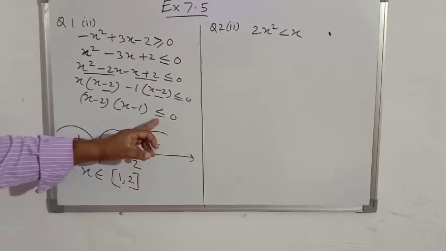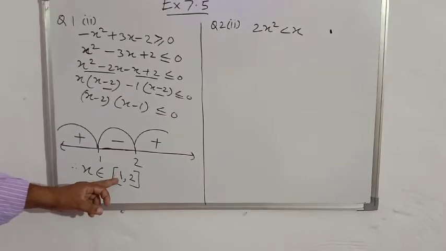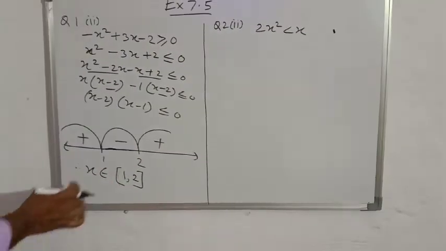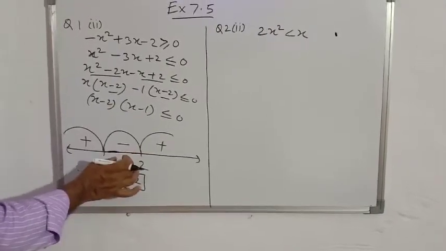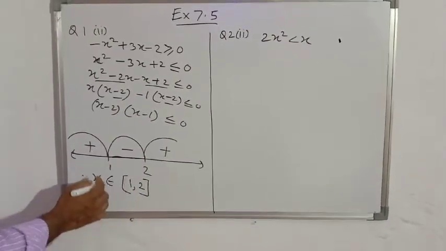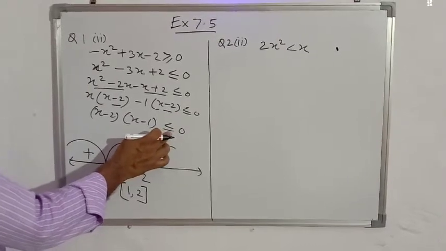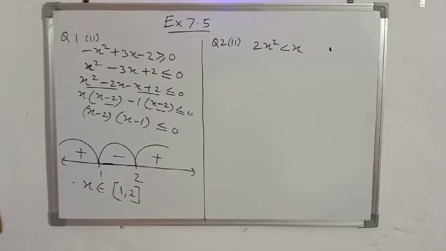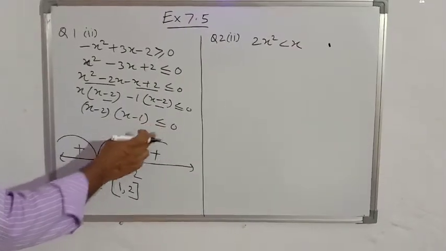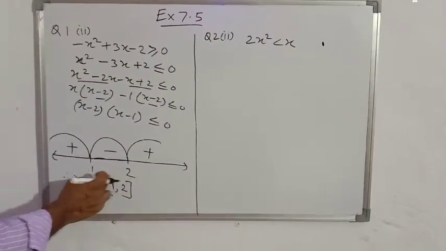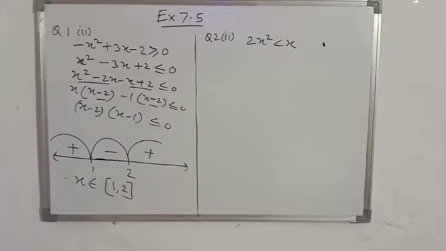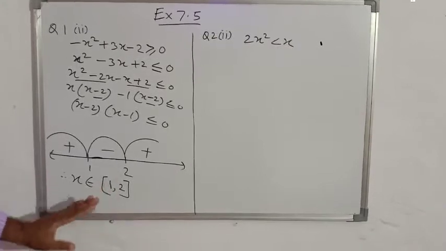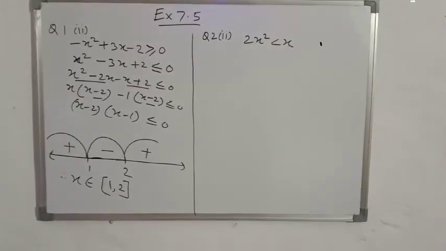At 1 and 2 it will be equal to 0. And for other values between 1 and 2 it will be negative. So in this interval, product will be negative or equal to 0. If only less sign is there, equal sign is not there, so we will not take 1 and 2. We will make it an open interval. But less or equal, both signs are given. So we have to take the boundaries also. So x belongs to the closed interval 1, 2. This is the solution of the above inequation.